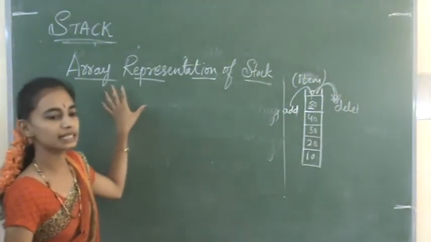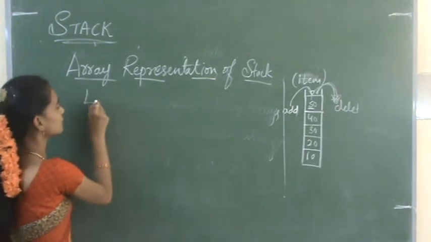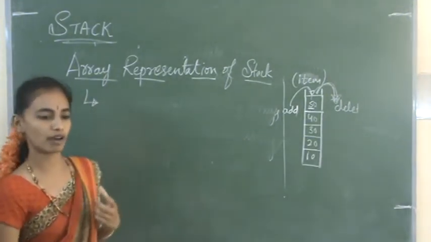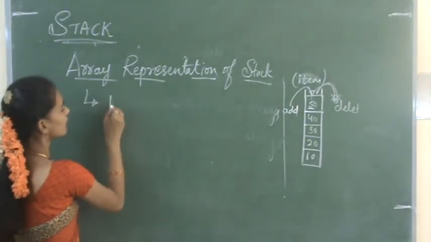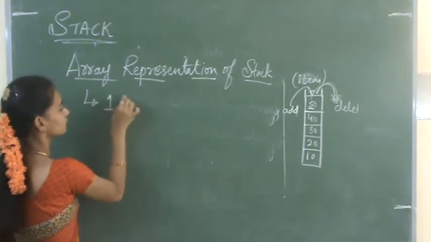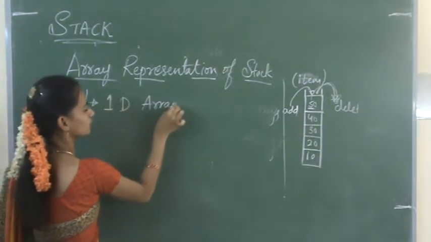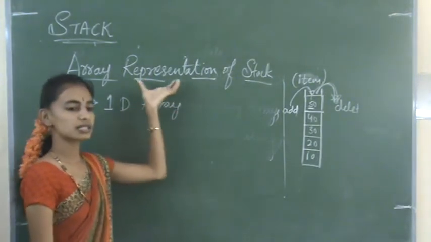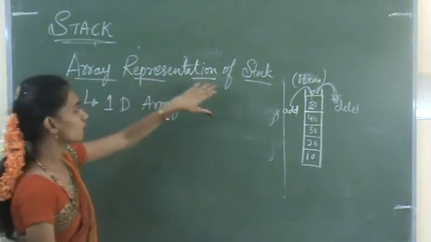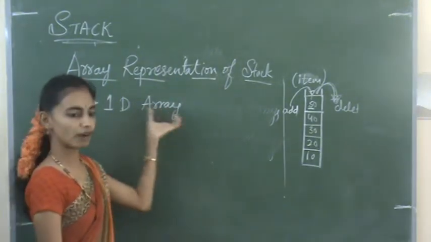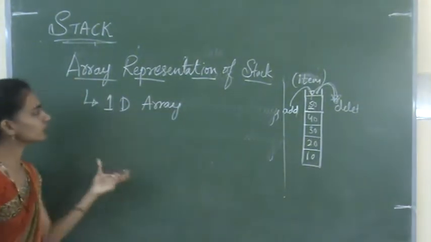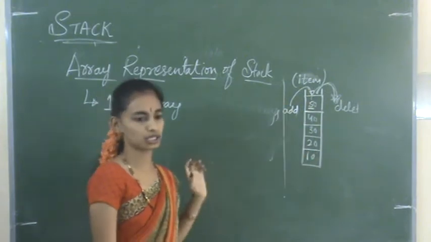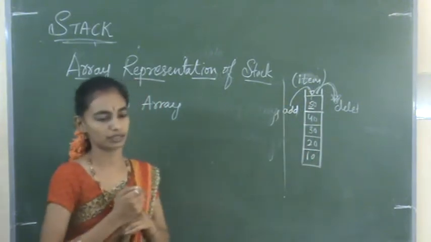So here the stack will be represented with the help of an array. We have different types of arrays, and in this case it will utilize a one-dimensional array. So with the help of a one-dimensional array, the stack can be represented. We know that the stack is a collection of items, and it will be stored in a sequential manner, the way an array is stored.